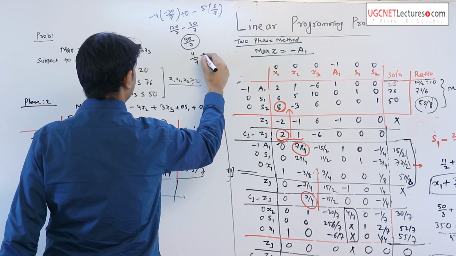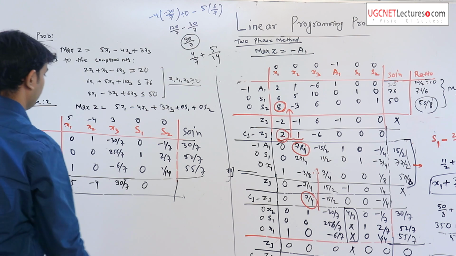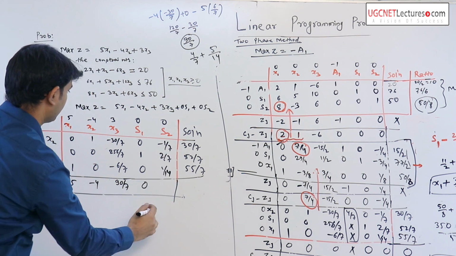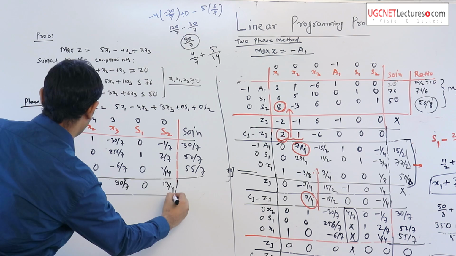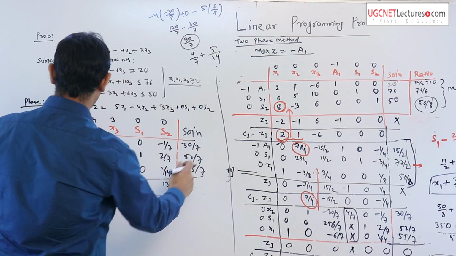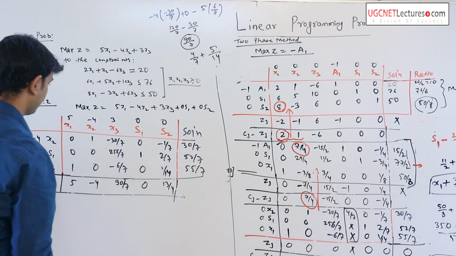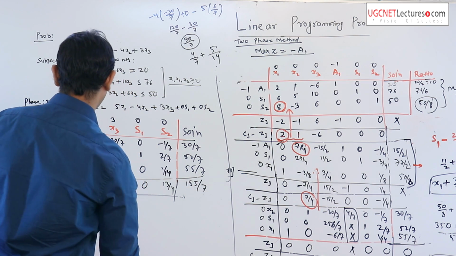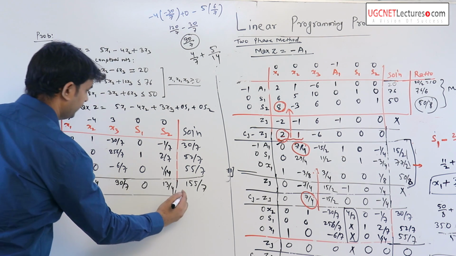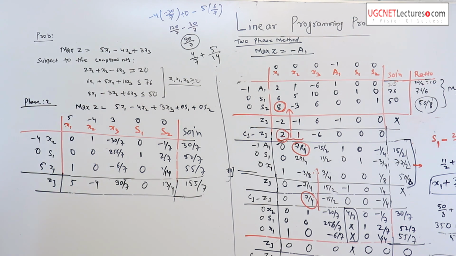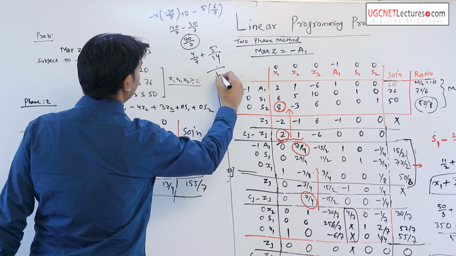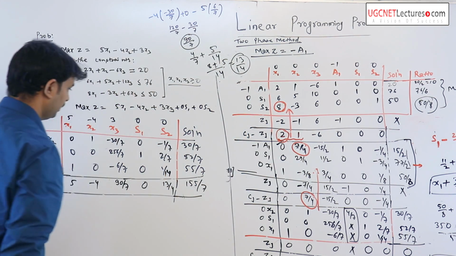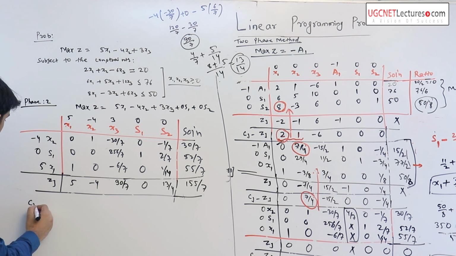So here plus 5/14, and if we solve, it will give -4/7, so 4/7 will give 13/4. And similarly, -4 into 30/7 plus 0 into 52/7 plus 5 into 55/7, it will give 155/7. This is our Zj. Here 8 plus 5, it's 13/14.